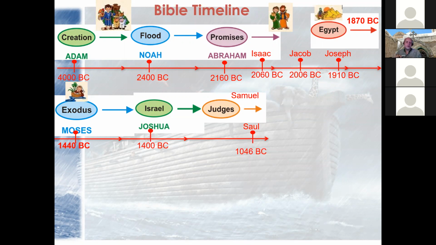But Saul made many other mistakes. And the last mistake that he did is that he disobeyed God. What happened?